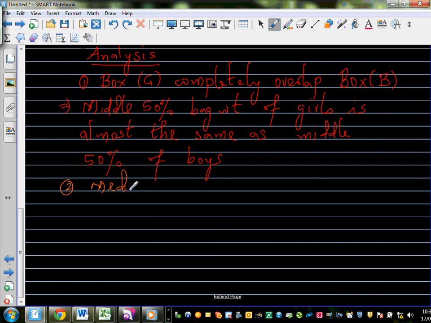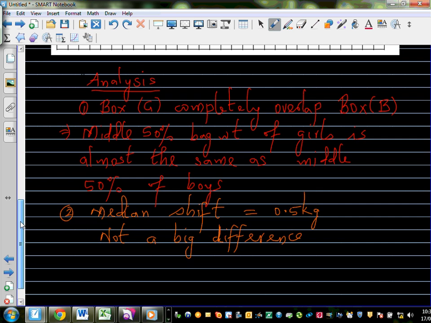The second thing that you can see is the median shift. Median shift means the difference in the median. So the median shift is only 0.5 kg, and this is not a big difference. Now your answers can vary. Some of you may say, well, half a kg is a big change. That's fine.